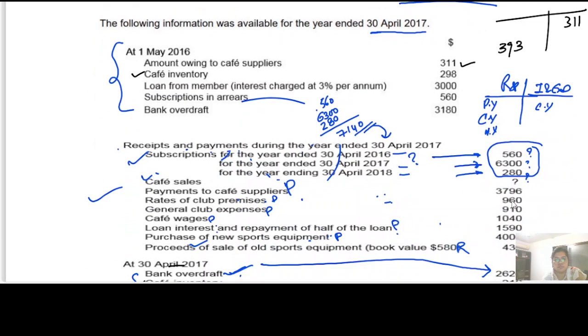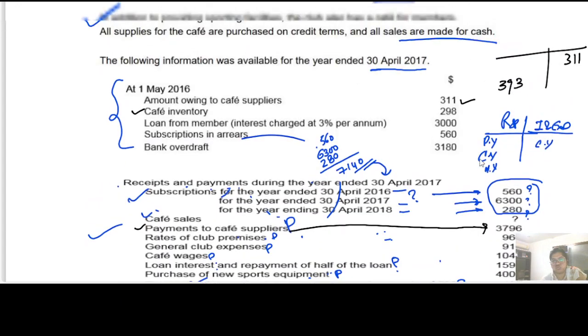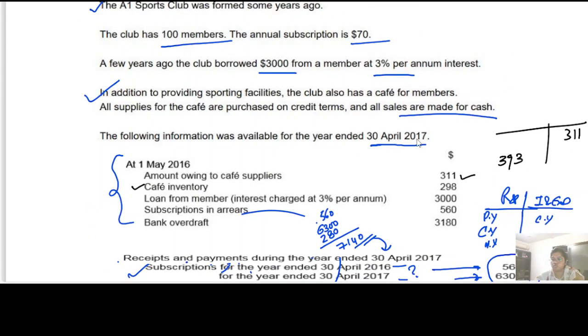What amount did you pay? Payment to the cafe supplier, that is 3796. Now find out the value. 3796, 393. Add these two. And then deduct this much, 311.